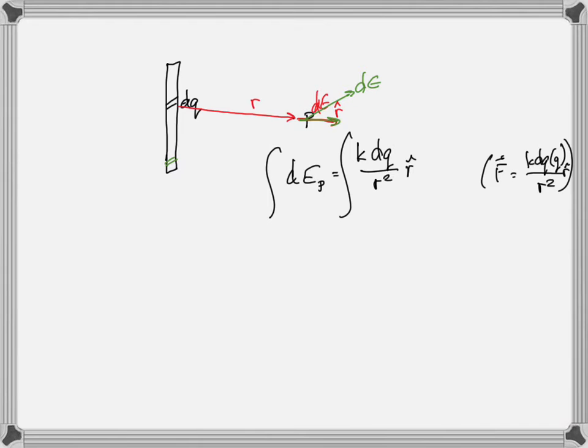Not always trivial, but the idea behind finding the field due to a collection of charges is simply to break the charges up into individual point charges, find the field due to an individual point charge, and then add up all the individual contributions to find the net field. But in the end, while we do need to be able to do some of those reasonably straightforward integral problems, it turns out that we can use Gauss's law sometimes to make our lives a lot easier.